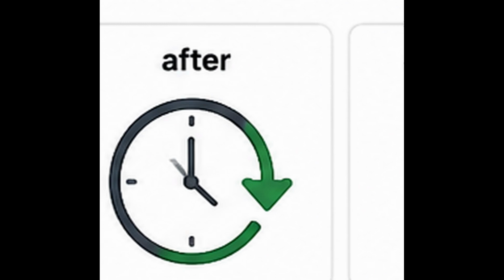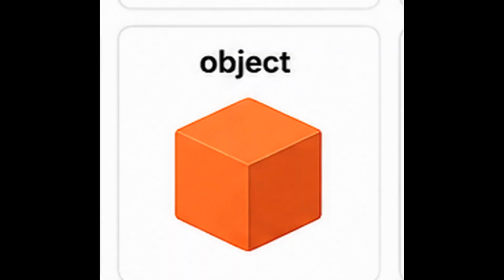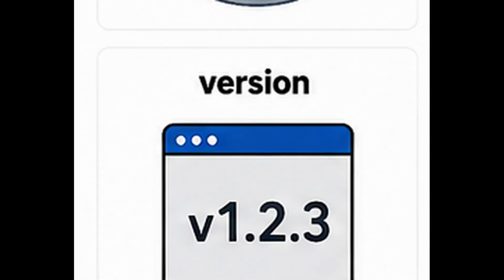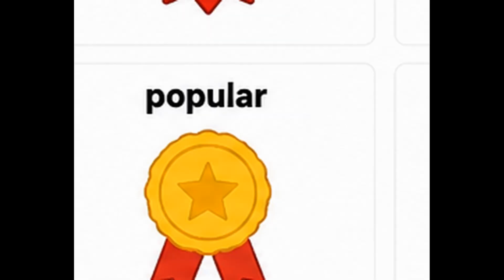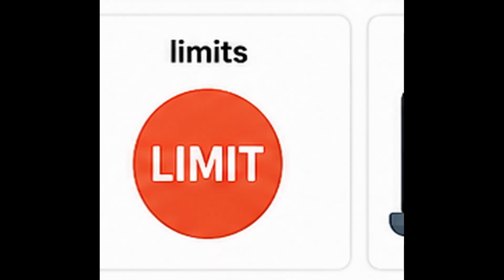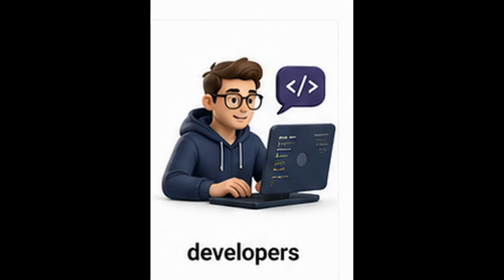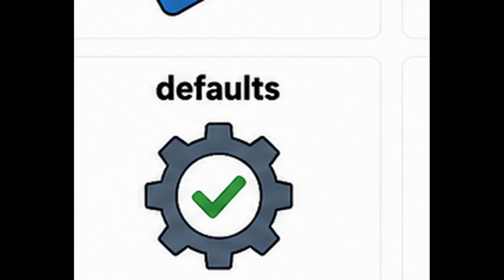This sequence is important because validation should happen after all modifications are completed. Otherwise, Kubernetes could validate one version of the object and store a different version. Now let's talk about some commonly used admission controllers. One of the most popular is LimitRanger. It helps enforce resource limits and requests. If developers forget to specify them, LimitRanger can apply defaults.